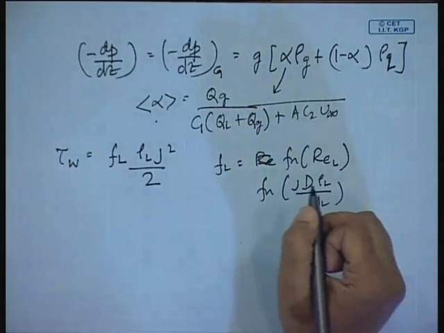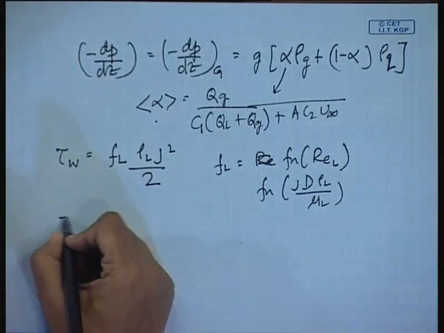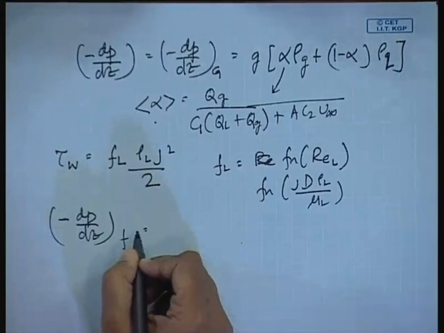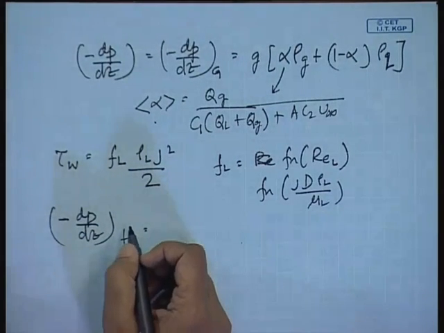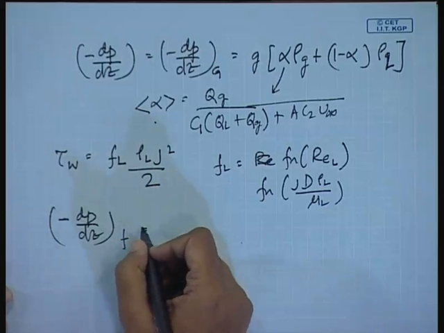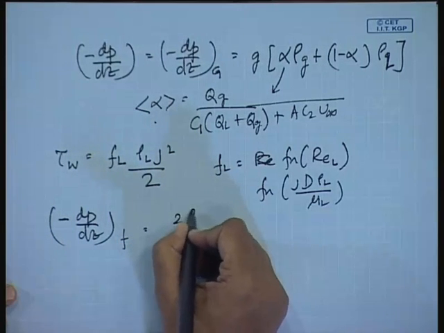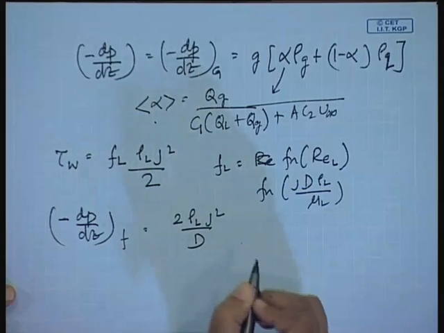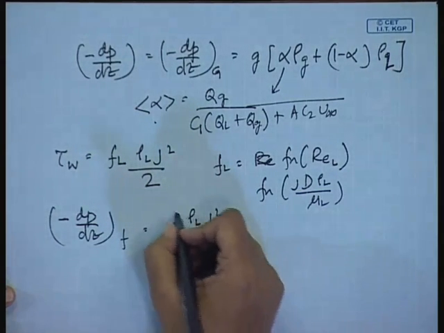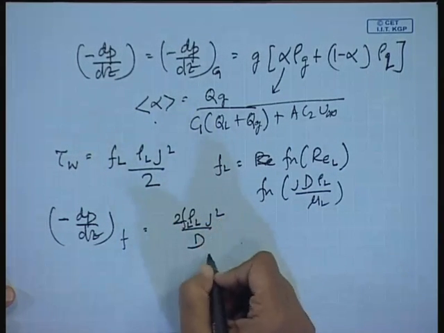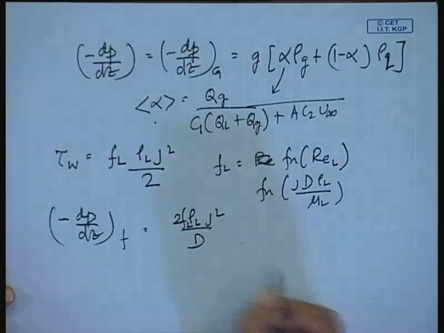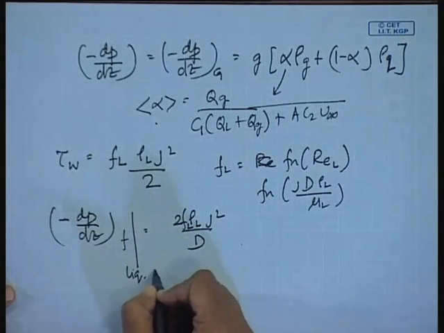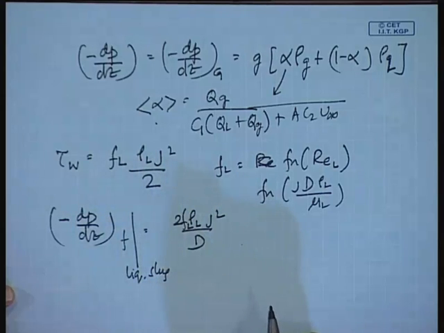So, under this particular circumstance, what is minus dP/dz frictional equal to? Just as I had done in the previous class, this is nothing but 2 f_L rho_L j squared by d. This is the frictional pressure gradient at the liquid slug only.